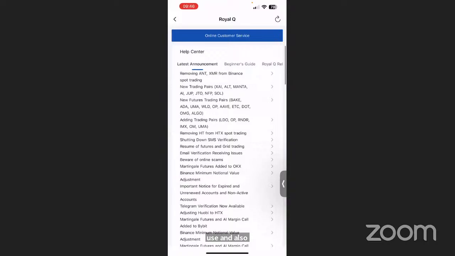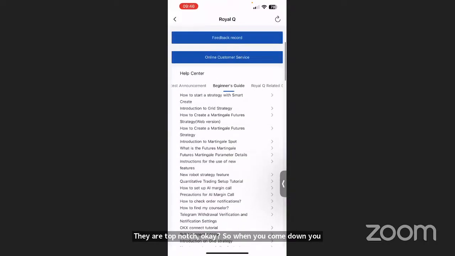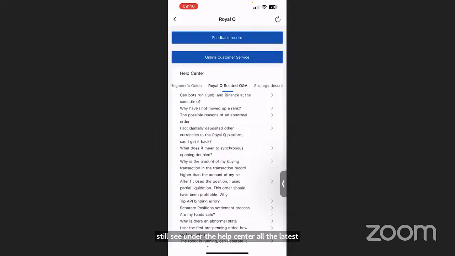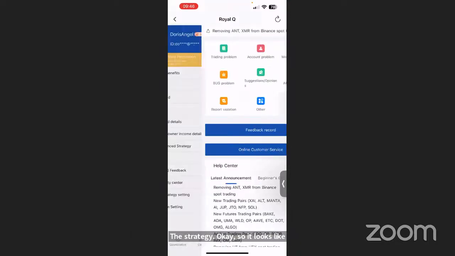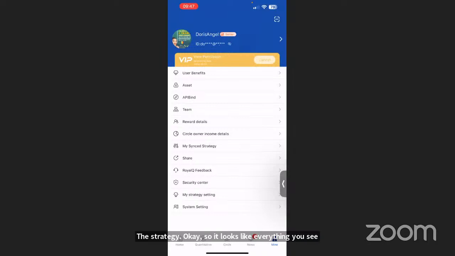So when you come down, you still see under the help center all the latest announcements, the beginner's guide, Royalq related questions and answers, the strategy description. Okay, so it looks like everything you see double on Royalq. It's like back and front. You can use the back door, the front door.